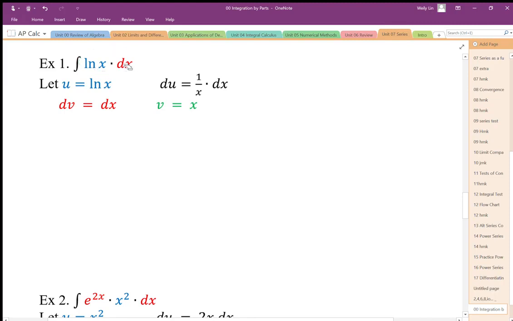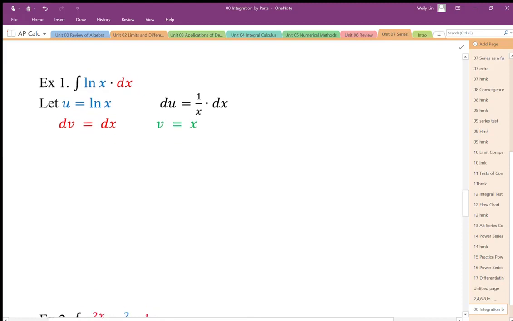I can't integrate that. So the most complicated piece out of here that I can select for the dv is only the dx part. Remember, the dv must include the dx part. So that means the u must be log x. Once we've decided on that, we need to generate the parts. So generating the parts, I differentiate the u to get the du part. I integrate dv to get the v part.